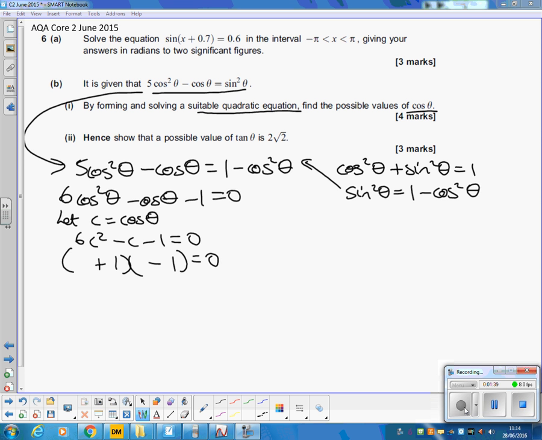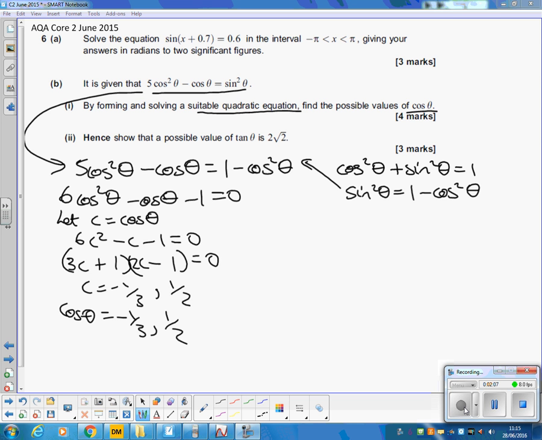Now I want to end up with negative 1 in the middle, and I've got 6c squared at the front. So that means I want 3 times minus 1. I want 2 times plus 1. If you multiply that out, you can see that it works. So that gives me c is negative a third or a half. And remember, we said c was cos theta, so cos theta is negative a third or a half.